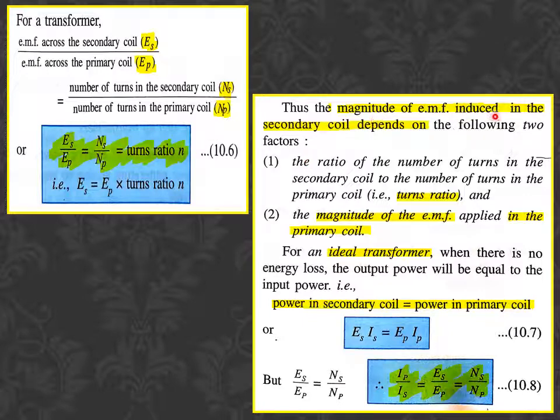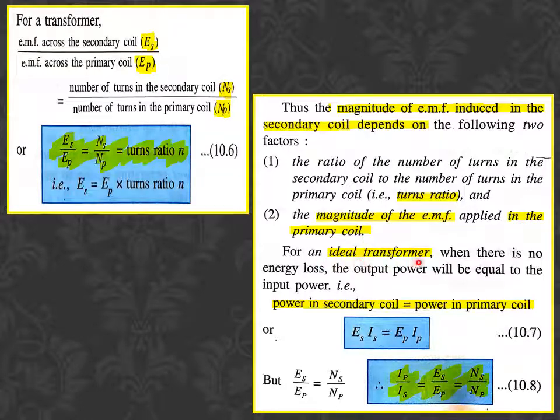The magnitude of EMF induced in the secondary coil depends on 2 factors. Number 1, the ratio of the number of turns in the secondary coil to the number of turns in the primary coil, that is the turns ratio. Number 2, the magnitude of the EMF applied on the primary coil. So the first one is the turns ratio, second one is the magnitude of the EMF that is applied in the primary coil.